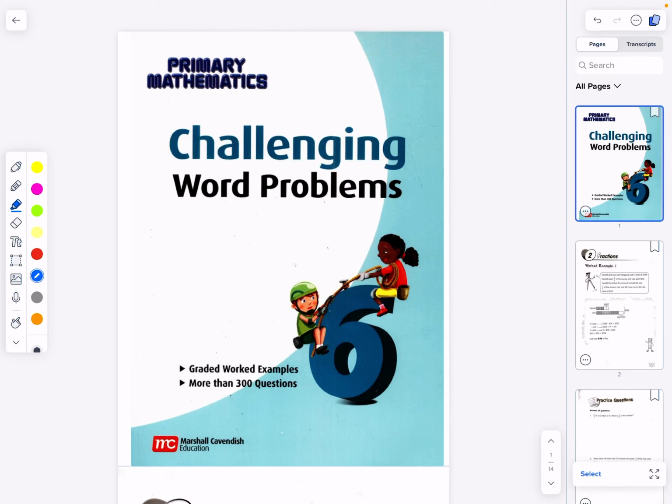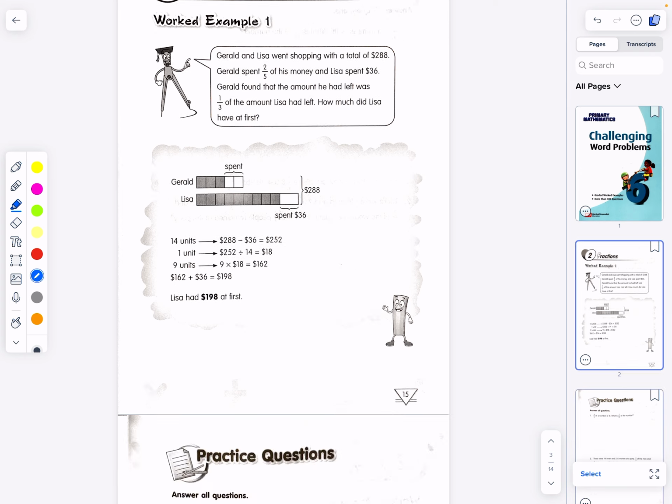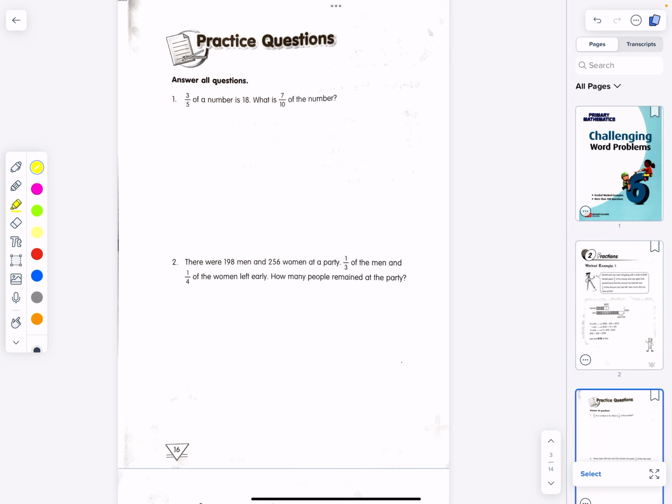Hello, today we will spend time solving challenging word problems from this collection, Challenging Word Problems Singapore Math, Grade 6. We will jump to Chapter 2, which is about fractions corresponding to our recent topic. And I will start by demonstrating how to solve practice problems.